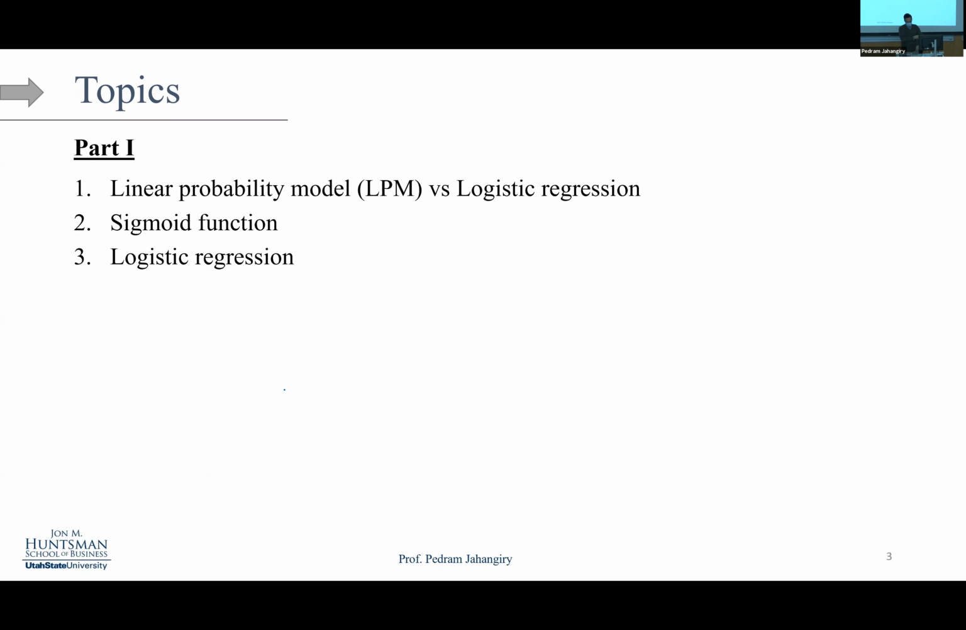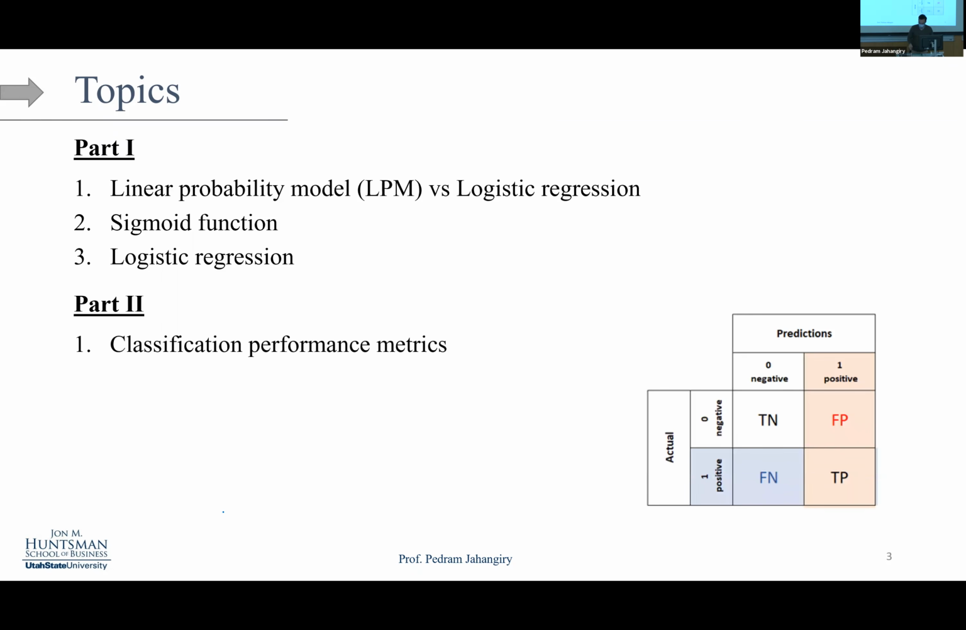Then we will see that that model has some caveats. We have to do some transformation to fix the problem of the linear probability model, and for that transformation, we're going to use the sigmoid function. Sigmoid is a mapping, a transformation that's going to fix the problem of the linear probability model for us. With that, we see that logistic regression uses the sigmoid function as a mapping function to come up with predictions, right?